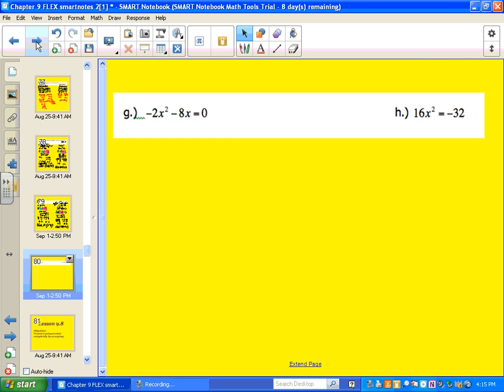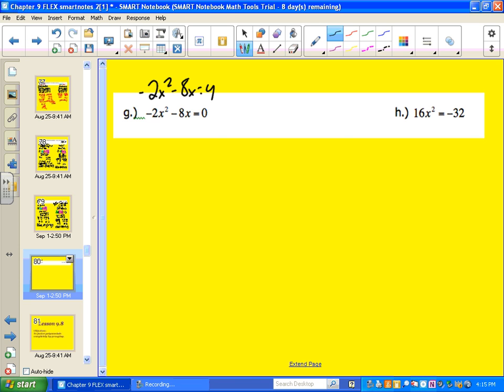Okay, looking at the next example, letter G. We have negative 2x squared minus 8x equals 0. So this is the same as saying negative 2x squared minus 8x equals y. Same thing. So negative 2x squared minus 8x. We substitute that 0 in for y, so it's equal to 0.